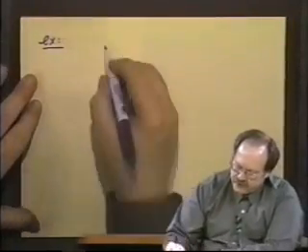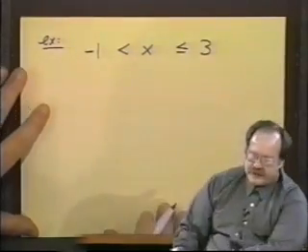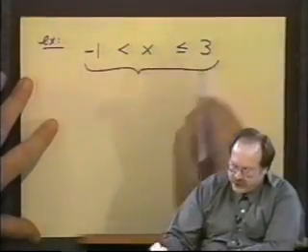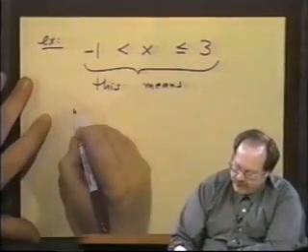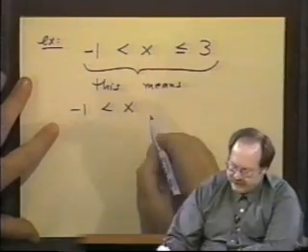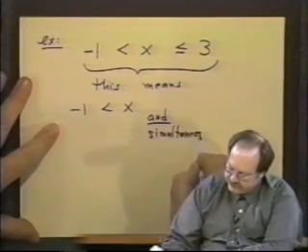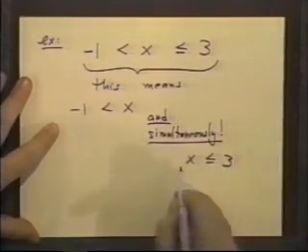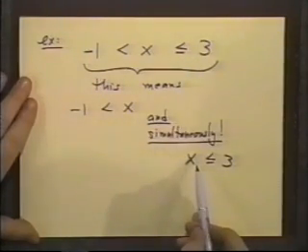Example. Here's another one that's more complicated. Minus 1 is less than x is less than or equal to 3. Now we haven't seen this before. Let me go ahead and explain what this means. This means minus 1 is less than x. That's the left-hand part. And simultaneously, at the same time, x is less than or equal to 3. That's the second part. So both of these things must hold at the same time.